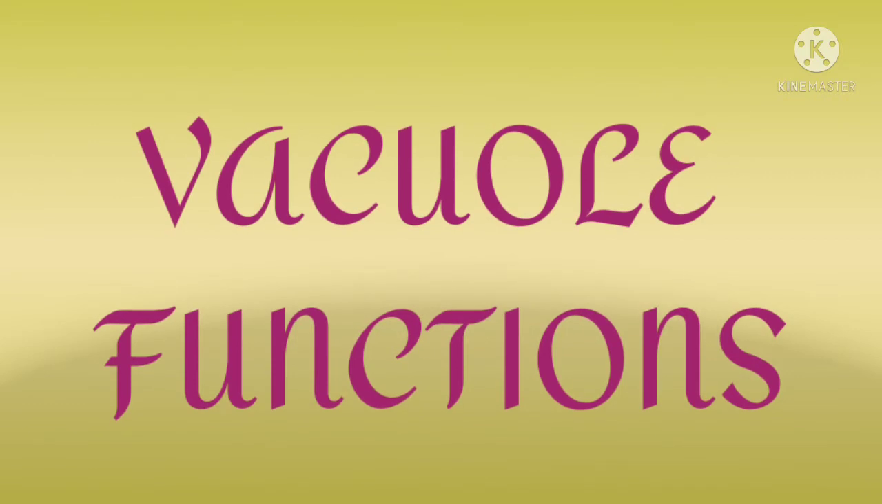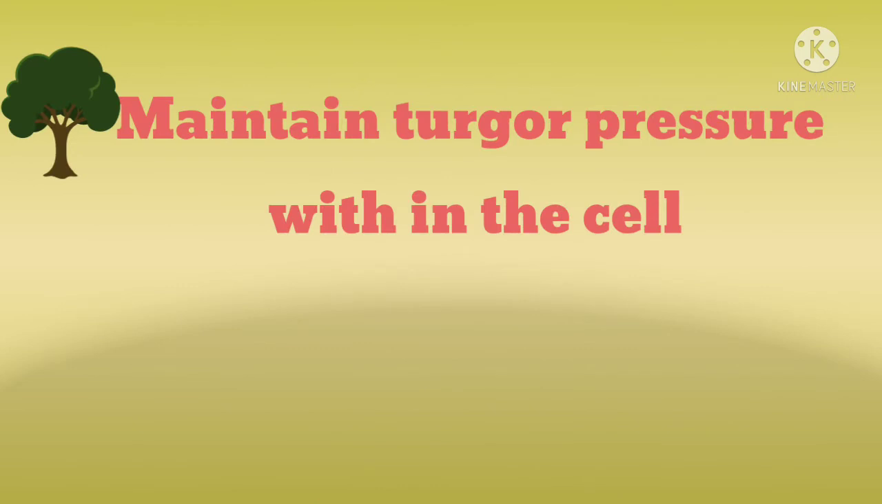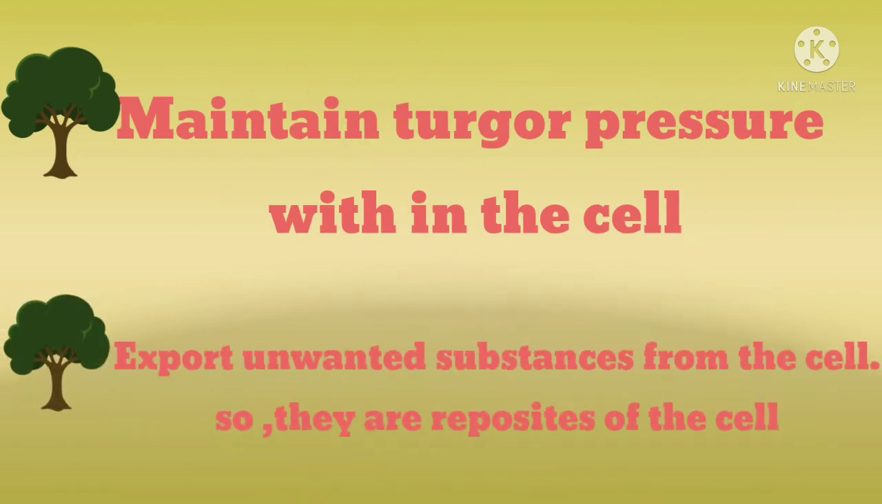Now let us know about the functions of vacuole. The first one is to maintain turgor pressure within the cell, and the second one is to export unwanted substances from the cell. So they are the repositories of the cell.